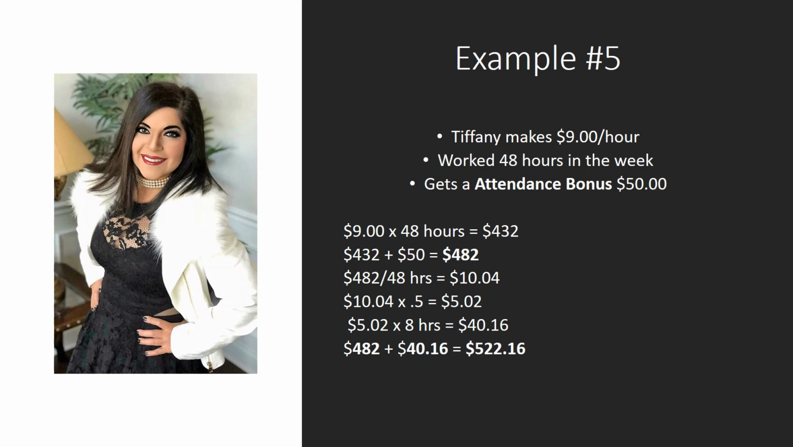So now for the 10.04, we want to get the half time. Okay, so 10.04 divided by 2, or 10.04 times 0.5, is 5.02. So we want to calculate the 5.02 times the 8 hours of overtime. That comes out to 40.16. So you take your 482 plus your 40.16, and it comes out to, voila, $522.16. This is the way.